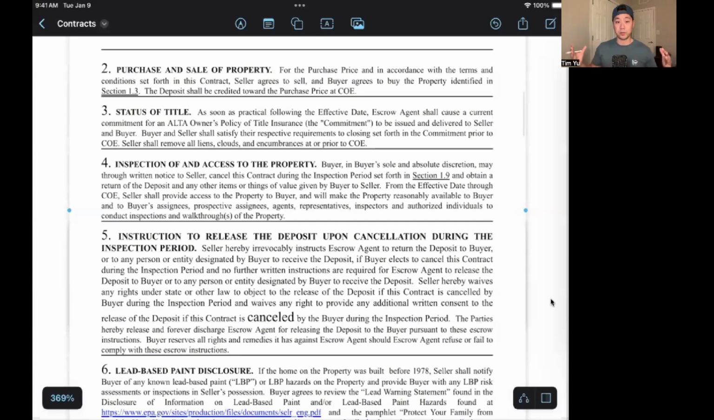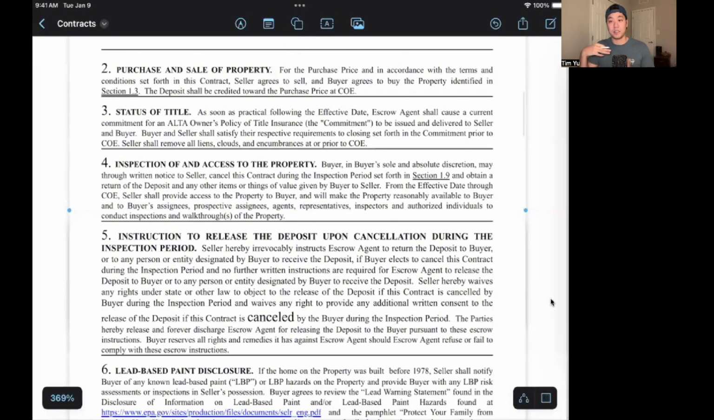So this is typical stuff, right? Number two is the purchase and sale of property. This is just a contract to say that someone's selling it and someone's buying it. Number three, status of title, that it's going to get passed over when this sale is complete. Number four is the inspection and access to the property. So whoever has it under contract has the right and ability to go inspect, right? Which then goes into number five, which is the most important thing: instruction to release the deposit upon cancellation, right?